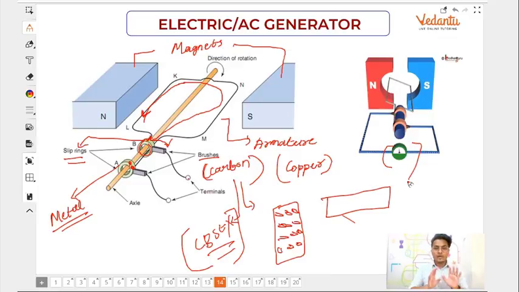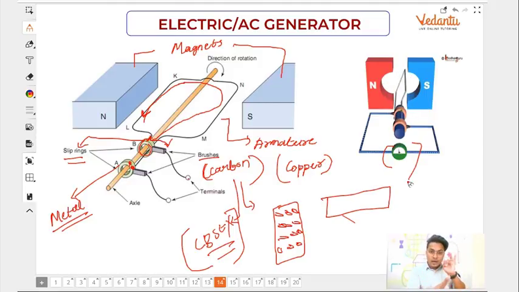So guys, basically there are 4 to 5 parts of an AC generator, same as a DC motor. Let me repeat it. What are they all? Number 1, it is the magnets which produce the magnetic field. Number 2 is the armature coil, which contains the electric current which is being produced now. Okay. Now from this armature coil, the electric current passes to the slip rings.